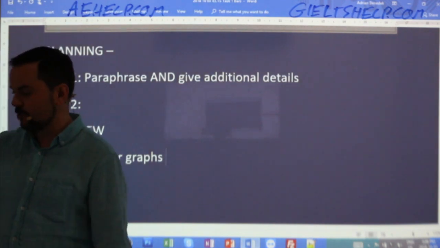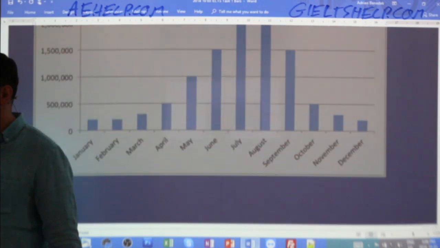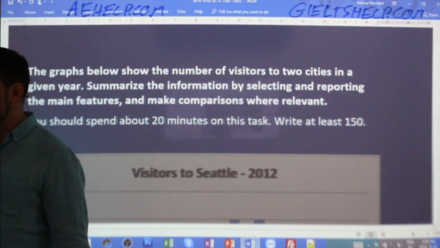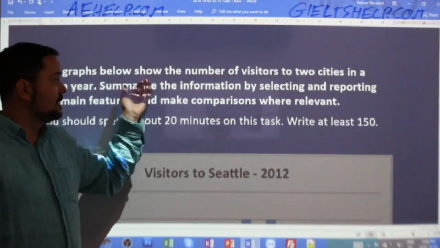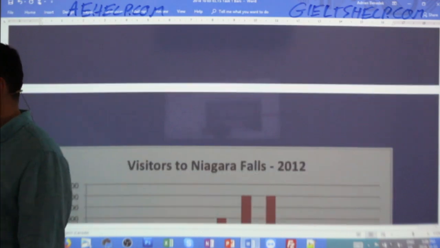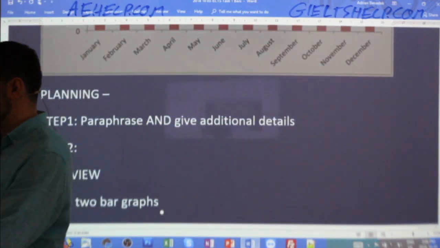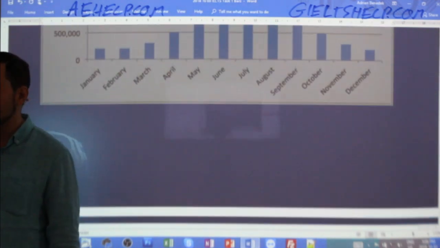Charts is more British English, graphs is more American English. It's fine to mix and match. Okay, so instead of just saying these graphs, you say these 2 bar graphs. Instead of show, there's a million ways to say show. Well, maybe not a million, but lots of ways. You want to say something like depict. Okay, so always paraphrase that word.